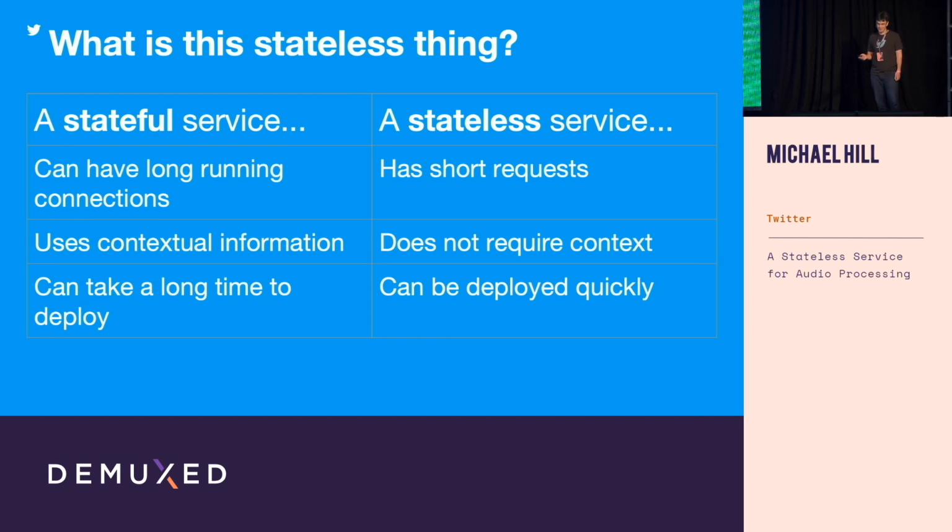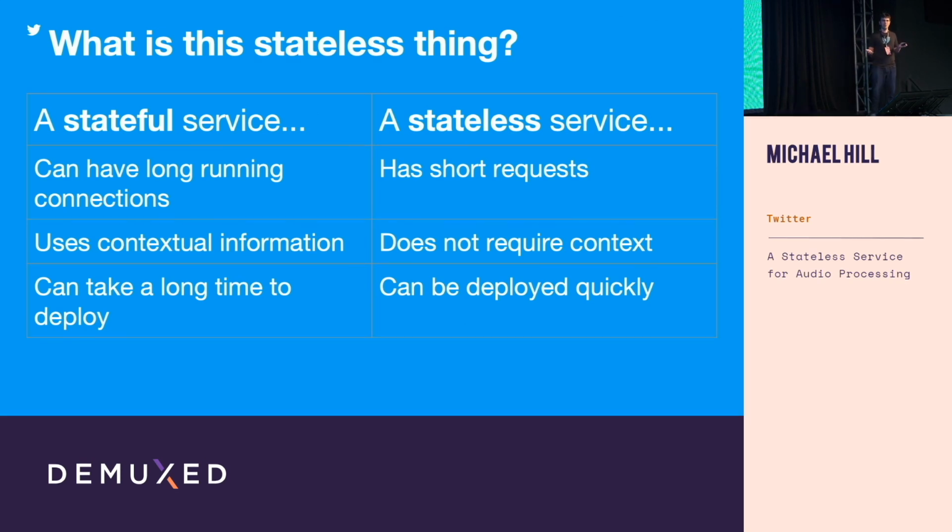We like to make changes, and it's nice to not have to wait a long time before your critical bug is fixed. A stateful service, on the other hand, is something that can have long-running connections, a minute, hour, day. So you really don't know how long live connections are going to be running on that service. It can have contextual information, data being stored on that instance. So it can be a little tricky, and can also potentially take a long time to deploy.